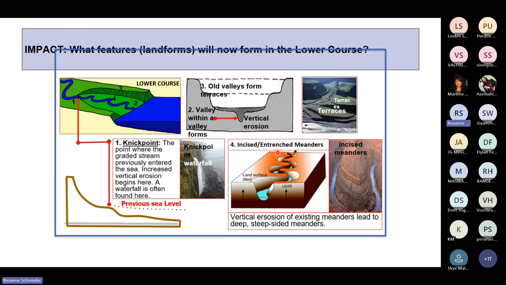Right. So then our incised or entrenched meanders, there's a lovely photo of it over here. The vertical erosion of existing meanders leads to deep, steep-sided meanders. So the river formed this meander, and through erosion, vertical erosion, you can see that we have those steep-sided valleys. So it won't be easy to hike up there.